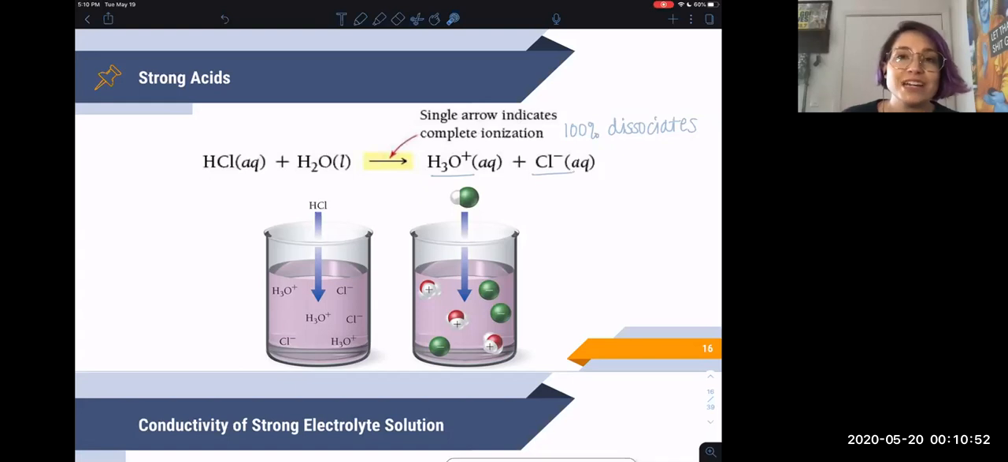Strength has to do not with how dangerous an acid is. It has to do with how well an acid does its job. Strong acids do their job 100%.